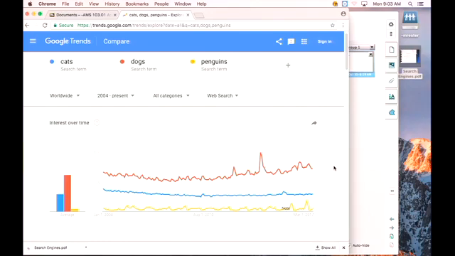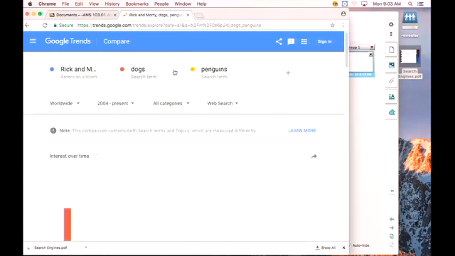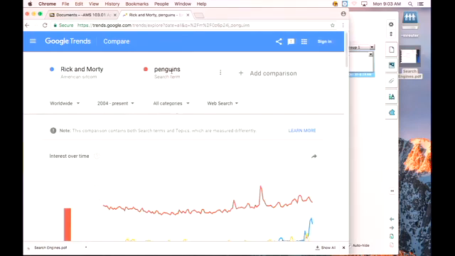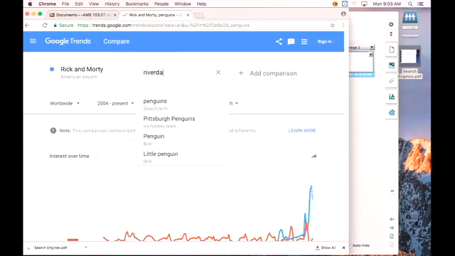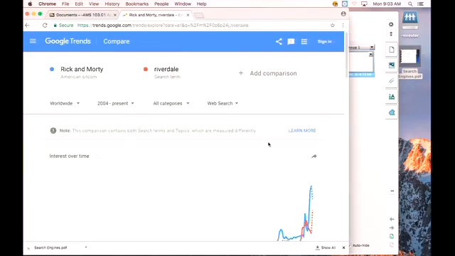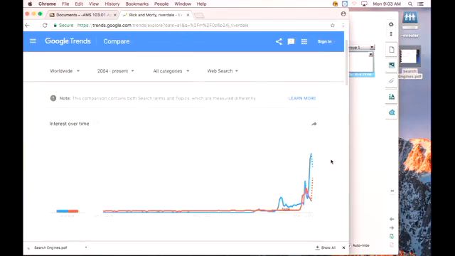Okay. Other burning sociological questions that you would like to have tried out in the arena of Google Trends. Rick and Morty, Rick and Morty compared to? Riverdale. Compared to Riverdale, okay. I have a feeling I know which one's going to win. Okay, so they're actually fairly competitive with each other. But Rick and Morty's on the downslope right now.